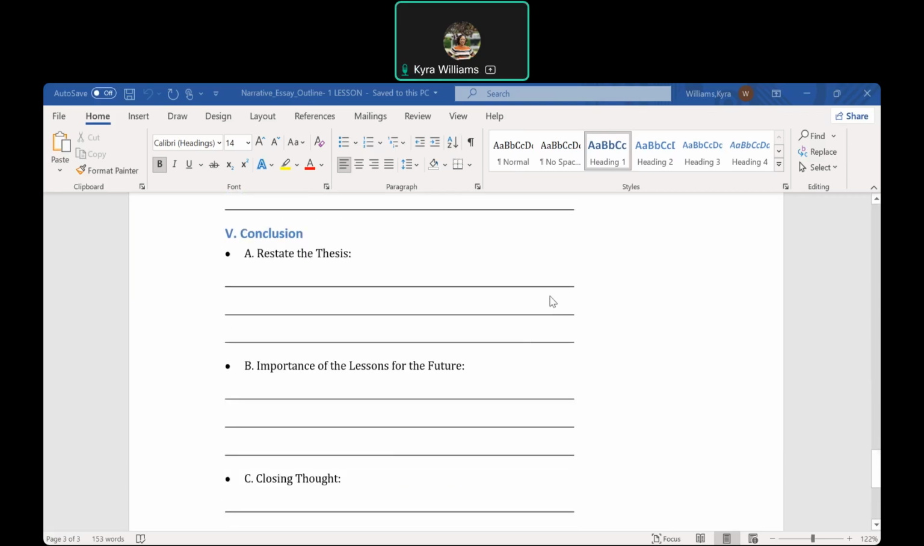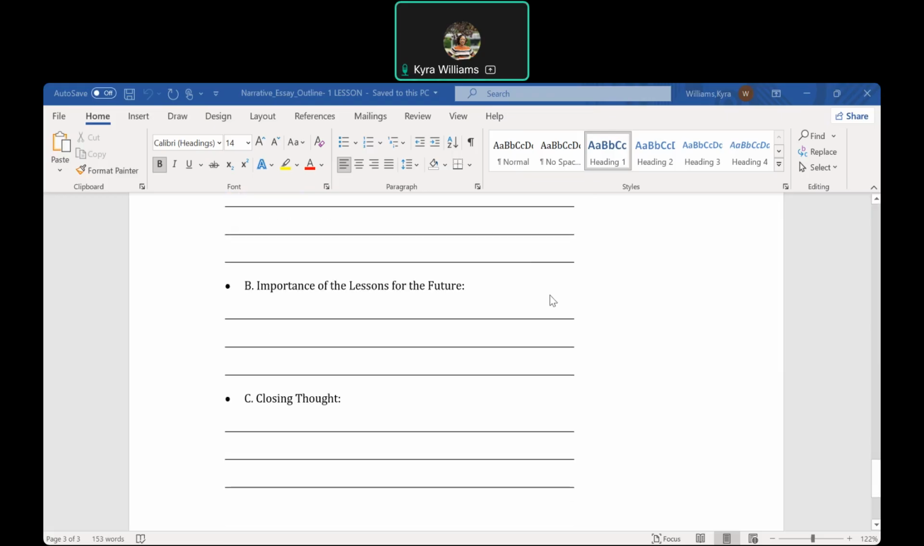Last but not least, you would have a conclusion. Conclusions pretty much do the same thing every time you write them. So a conclusion is going to restate the thesis. It's going to give the importance of the lessons probably for the future. And then you're going to close with a closing thought or a final contemplation. Now we will move to the 3-lesson format.